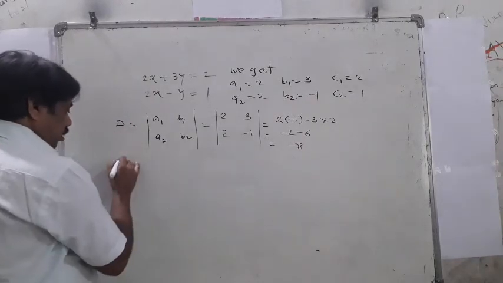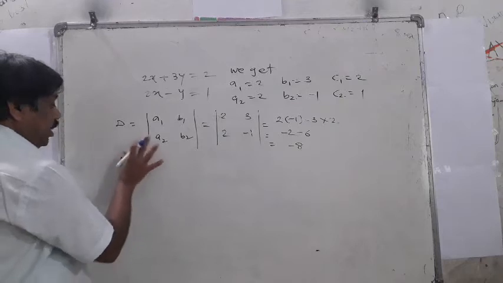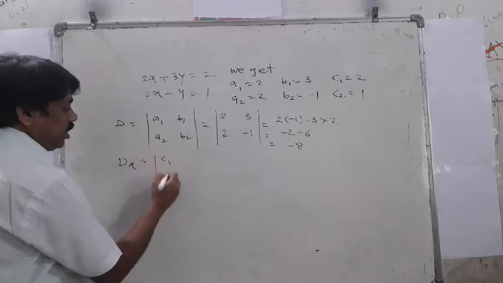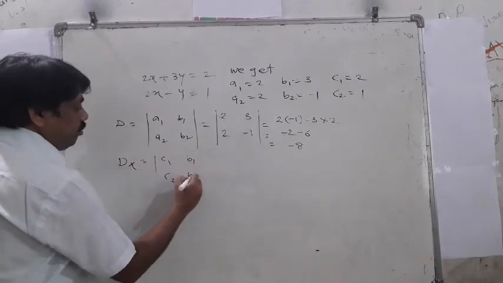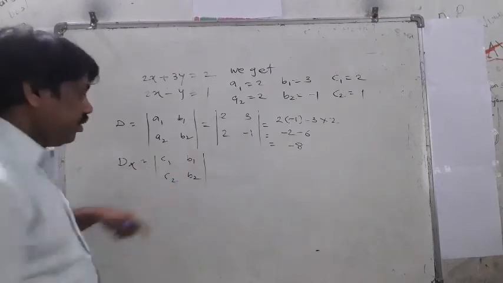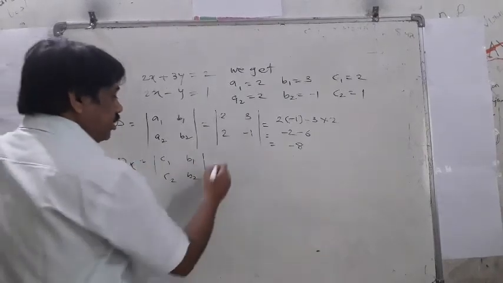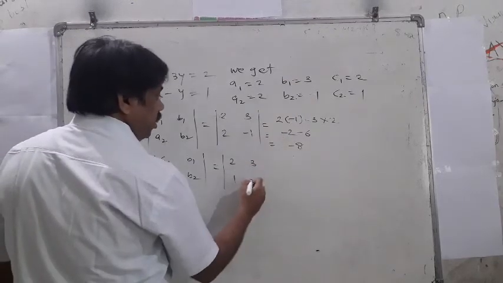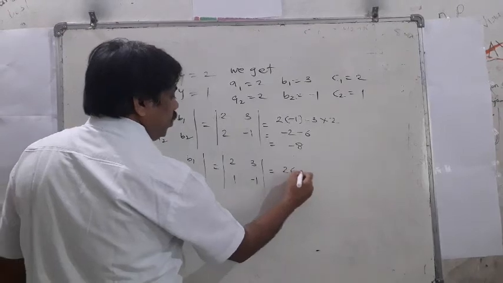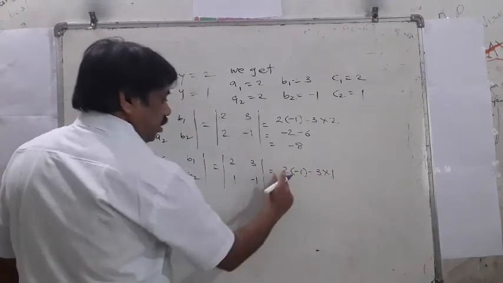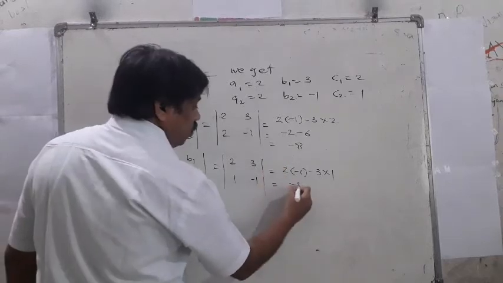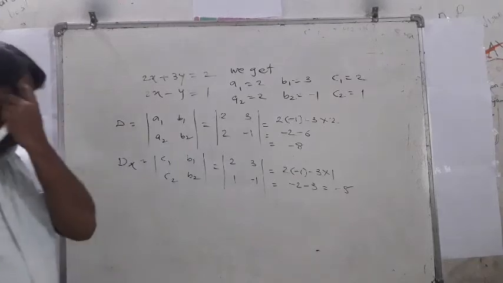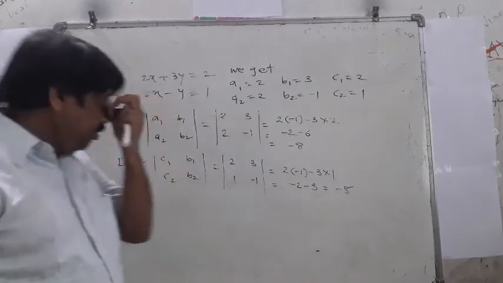Now, dx. How did we find in the previous example the value of dx? It was C1, C2 and B1, B2. What are the values of C1 and C2? 2, 1. B1, B2, 3, -1. Cross multiplication, 2 into -1 minus 3 into 1. 2 into -1 it will become -2. Minus 3 into 1 it will become -3. The whole value will be -5.